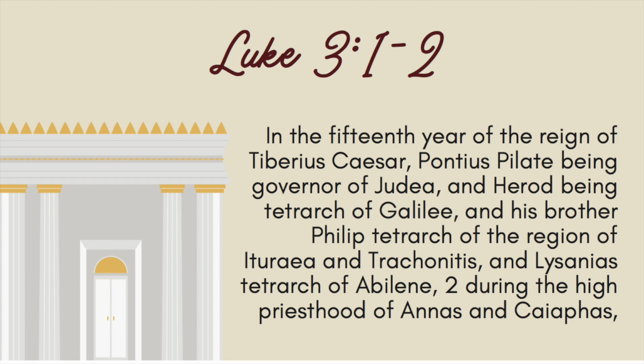And it says this: In the 15th year of the reign of Tiberius Caesar, Pontius Pilate being governor of Judea, and Herod being tetrarch of Galilee, and his brother Philip tetrarch of the region of Iturea and Trachonitis, and Lysanias tetrarch of Abilene, during the high priesthood of Annas and Caiaphas. This is just a small portion, then it bleeds into John the Baptist. This jumps into John and his ministry.